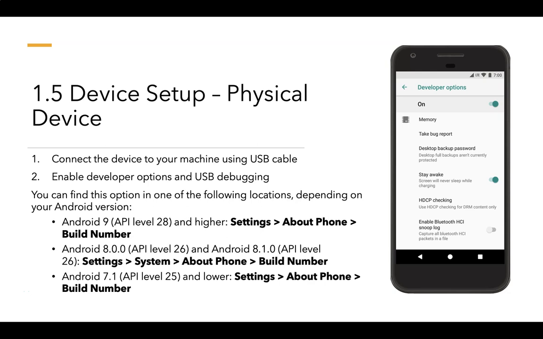For example, in Android 9 or API level 28 and higher, you will find it under Settings, About Phone, Build Number. And in Android 8 or Android 8.1.0, it will be under Settings, System, About Phone, Build Number. And finally, if you have Android 7.1 or lower versions, it will be under Settings, About Phone, Build Number.